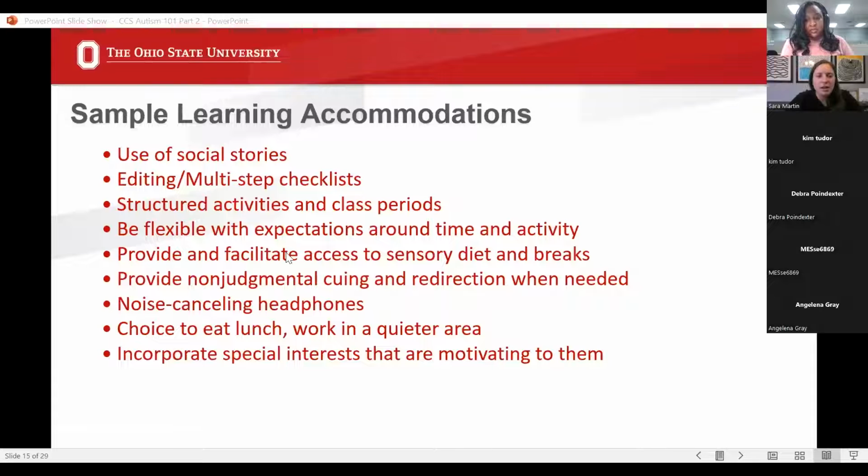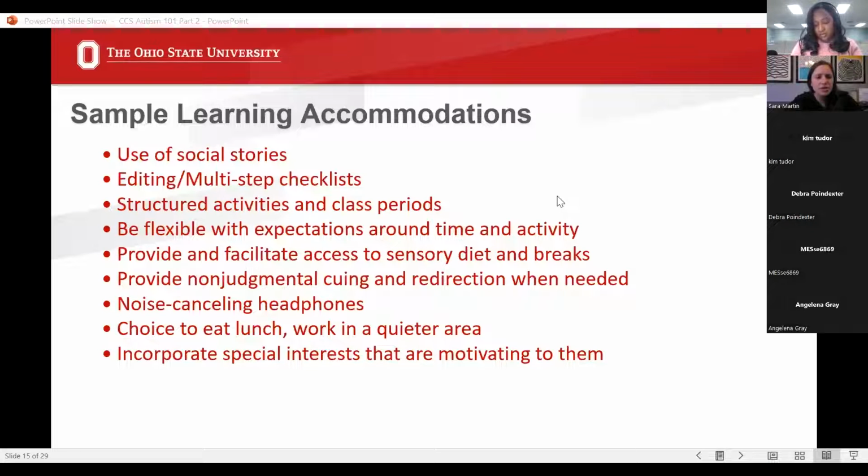So being flexible with expectations around time and the activity. A lot of times our students on the autism spectrum need that extra time. They may even need that extra time to process directions and to get started. So making sure you're flexible and just providing wait time for those students is key.